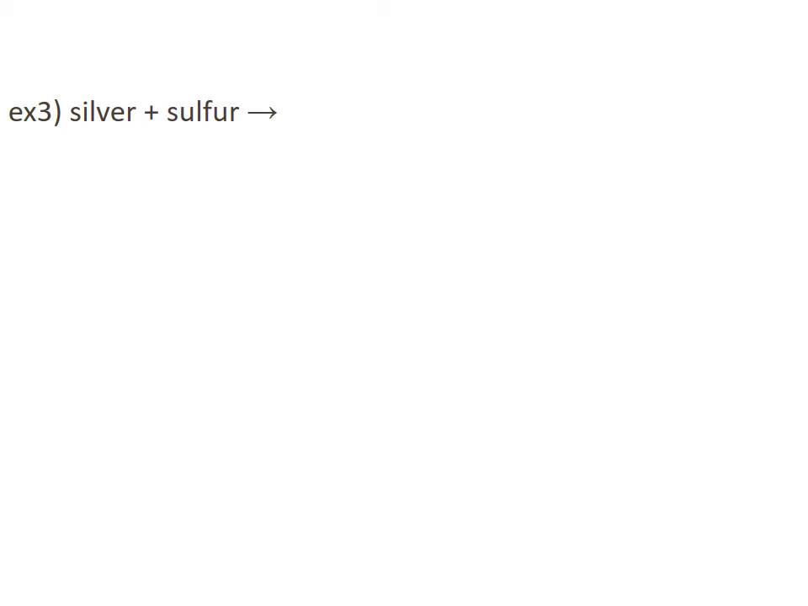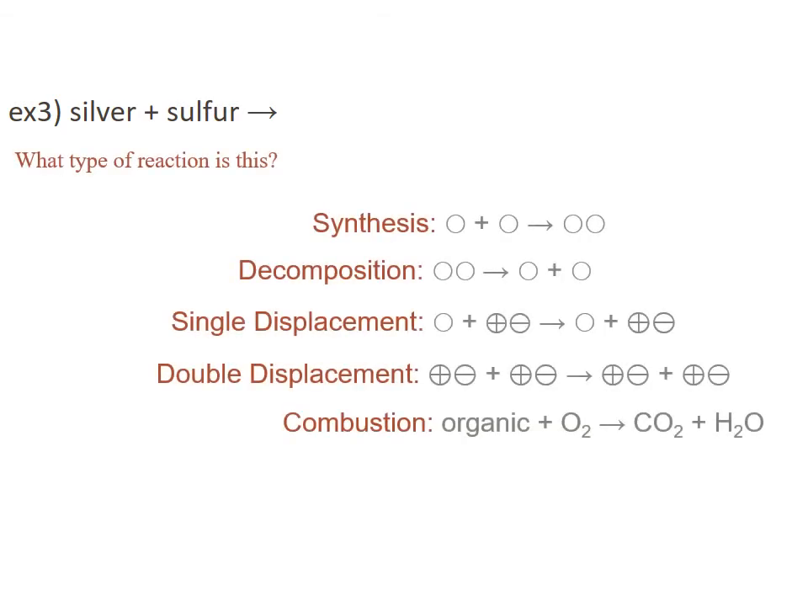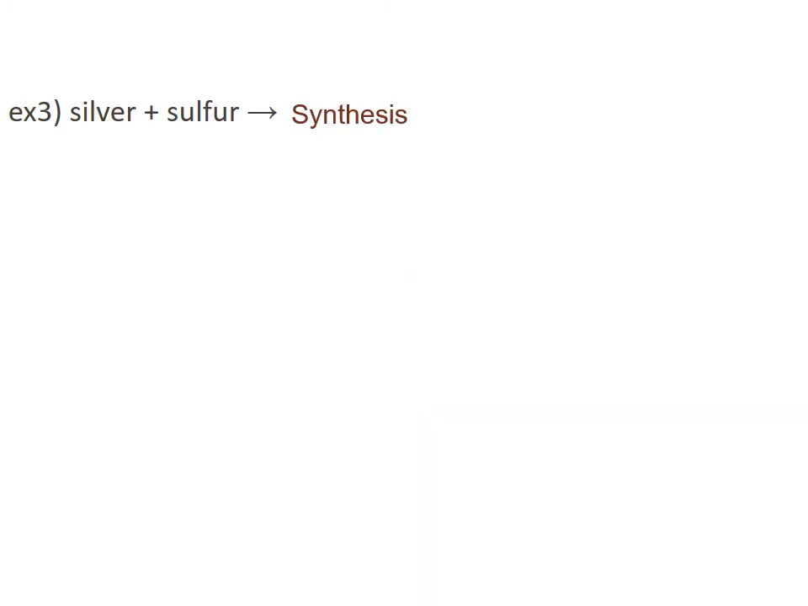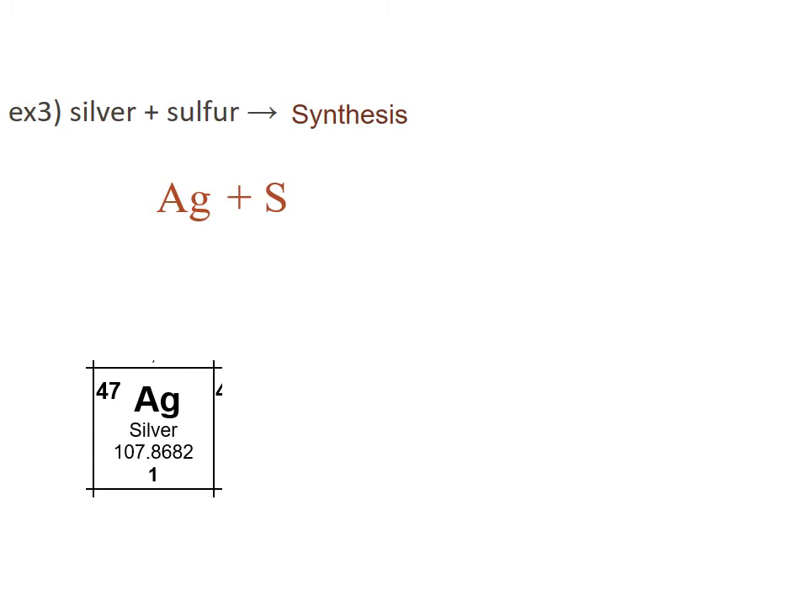Example 3, silver plus sulfur. We have silver all by itself, we have sulfur all by itself, so that has to be synthesis. So write synthesis after silver sulfur. Silver is just Ag, and sulfur is just S. But it is a synthesis reaction, so we know the two are going to have to come together. So I will look up silver on the periodic table, and I see that when silver takes a charge, it takes a +1 charge. So over silver, I will write Ag+.